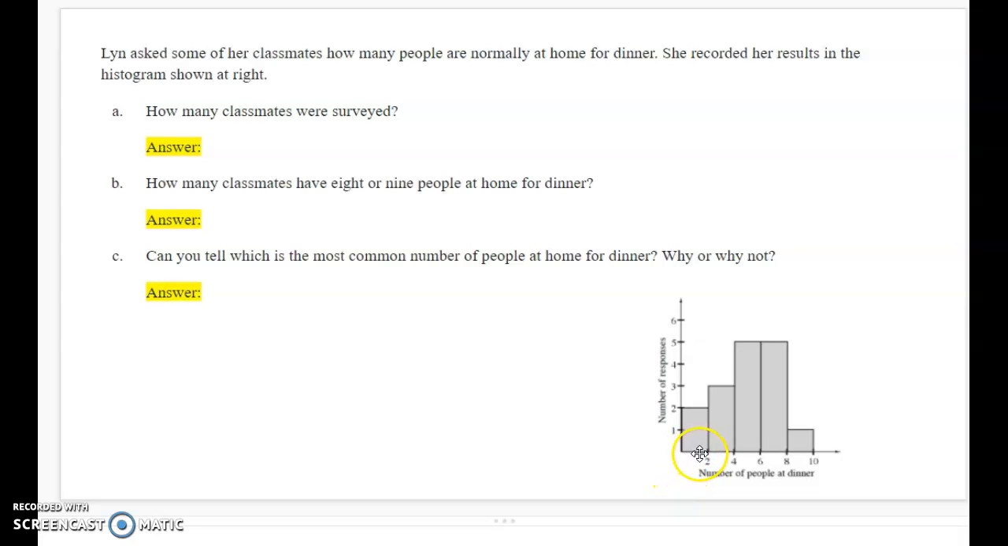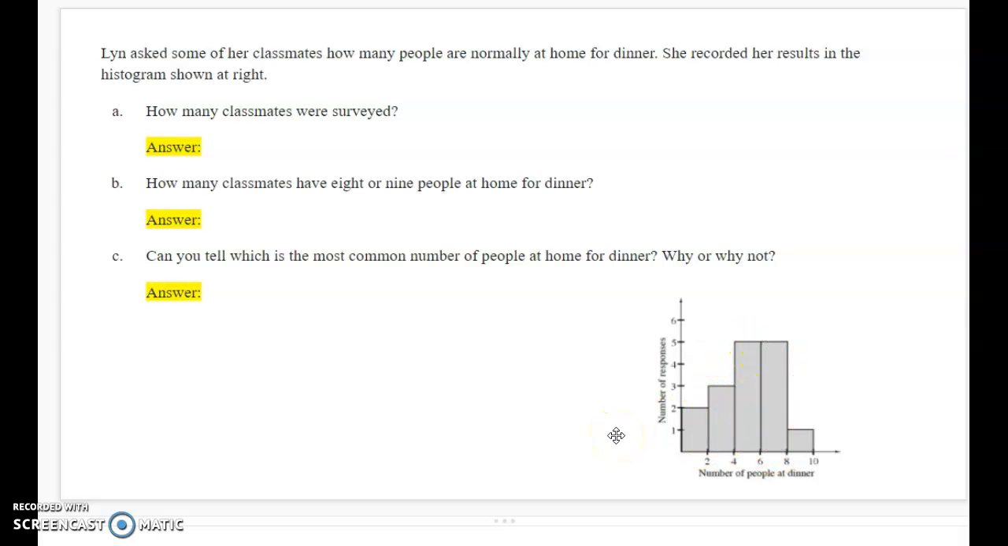So the people that had 0 to 2 people at dinner, there were 2. From 2 to 4, there were 3. So you're going to add 2 plus 3. From 4 to 6, there are 5. So 5 plus 2 plus 3. Again, you're going to add up each of those.